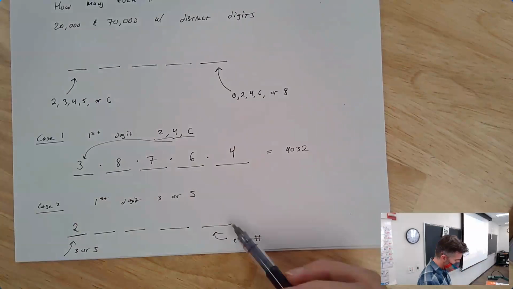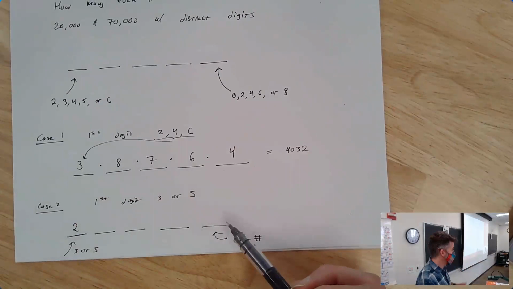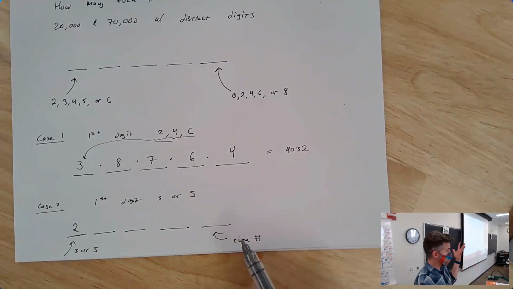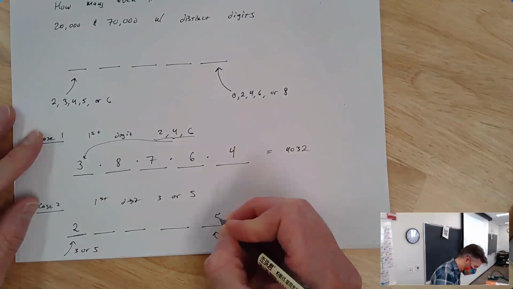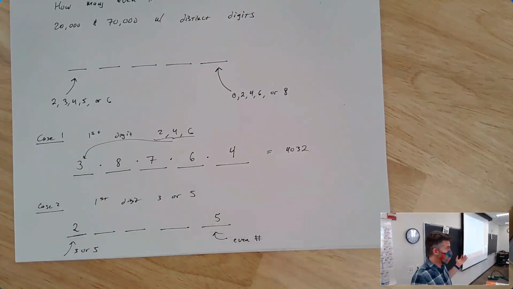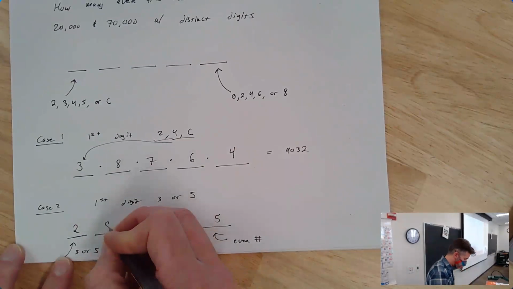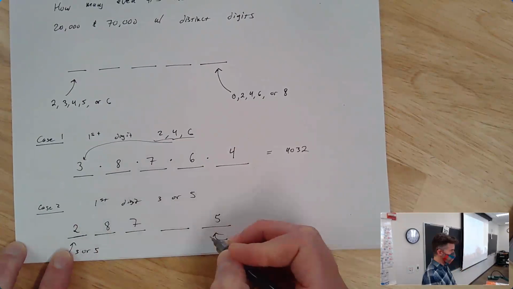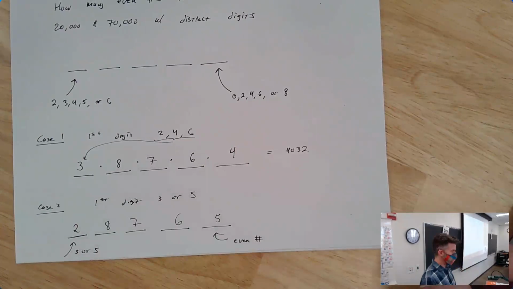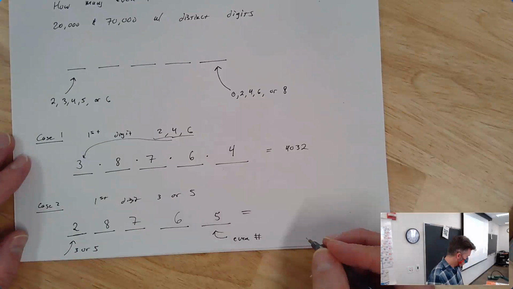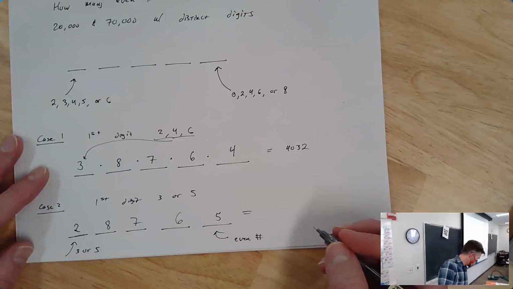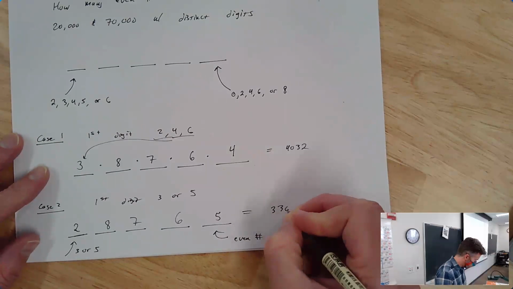Now, how many even numbers are there left to pick from? Well, I didn't pick an even number. So there's still all 5, 0, 2, 4, 6, and 8 to pick from. So there's 5 choices here. But now I have picked 2 numbers. Maybe I picked 3 and 8. There's still 8 numbers left to choose from here, and then 7 left to choose from for that spot, and then 6 left to choose from for that spot. And that's going to equal, I've now written it down over here, 3,360.